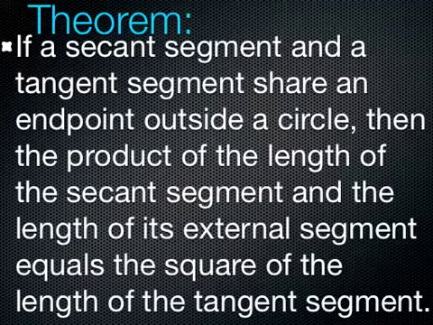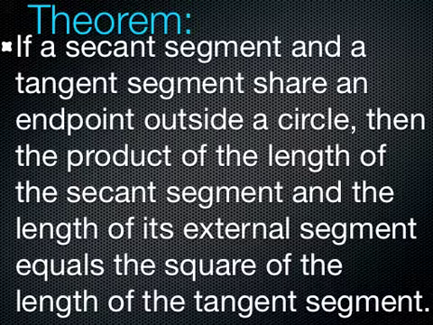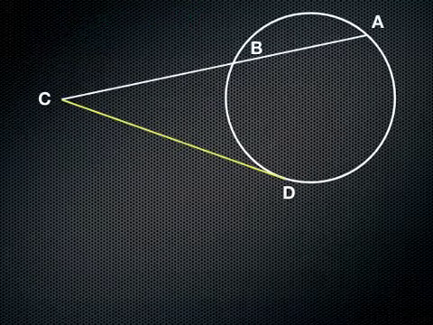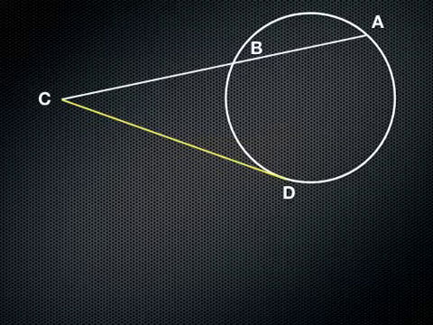The next theorem says if a secant segment and a tangent segment share an endpoint outside of a circle, then the product of the length of the secant segment and the length of its external segment equals the square of the length of the tangent segment. An illustration of this, I would have the secant segment AC and the tangent segment CD intersecting at point C on the exterior of the circle.